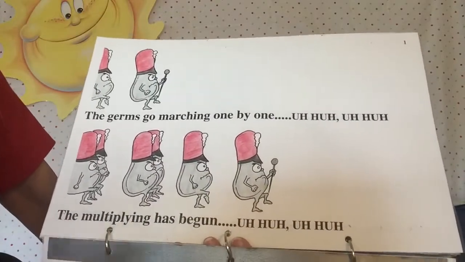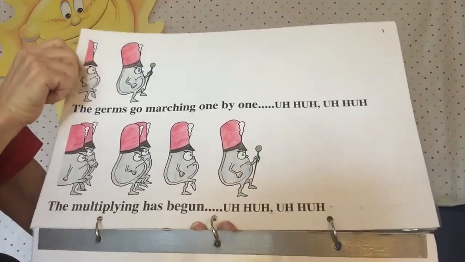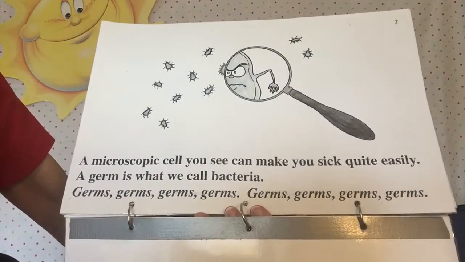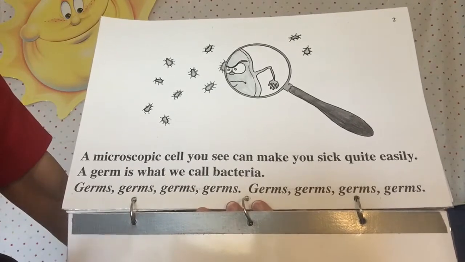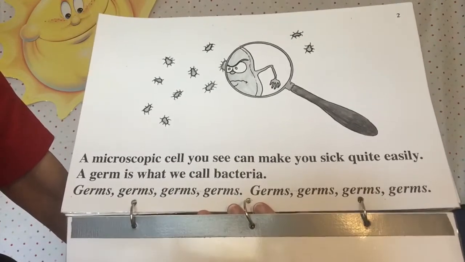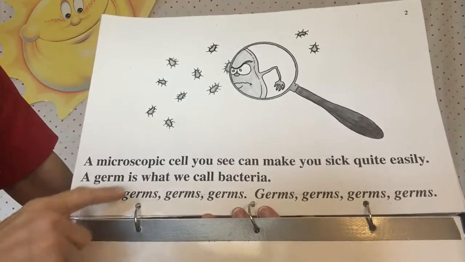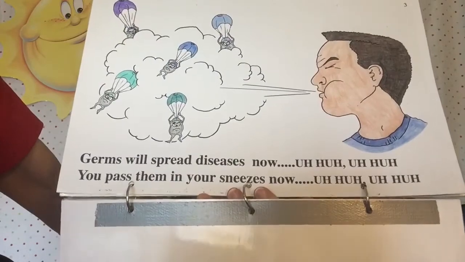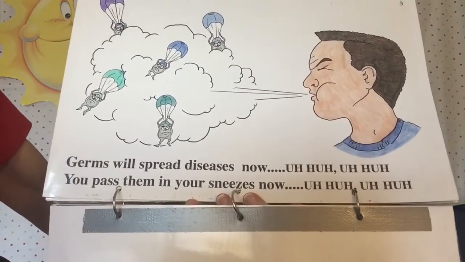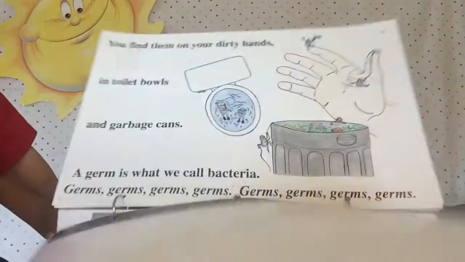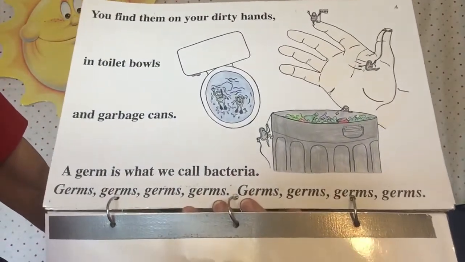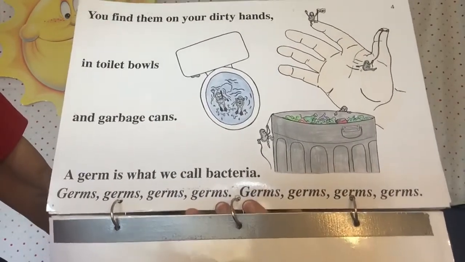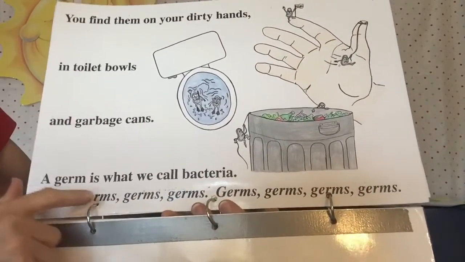Marching one by one. The multiplying has begun. A microscopic cell you see can make you sick quite easily. A germ is what we call bacteria. Germs will spread diseases now. You pass them in your seasons now. You find them on your dirty hands, in toilet bowls and garbage cans. A germ is what we call bacteria. Germs.